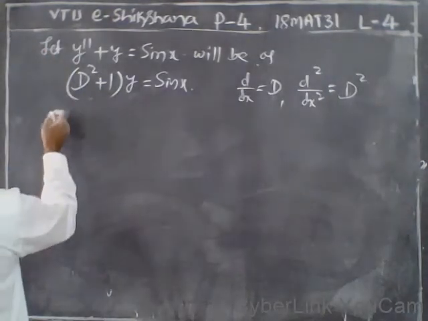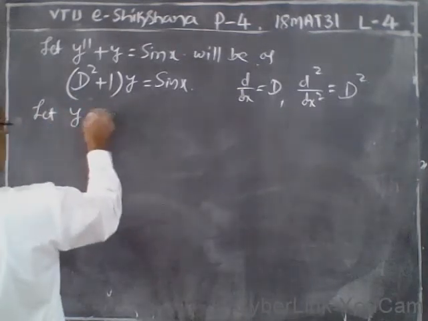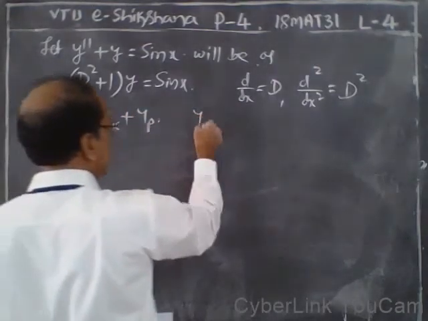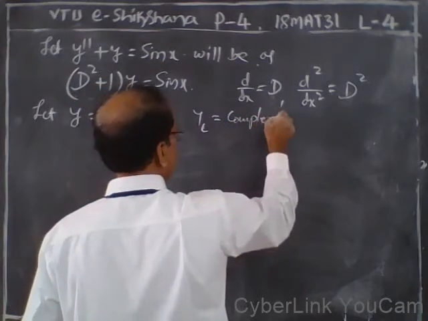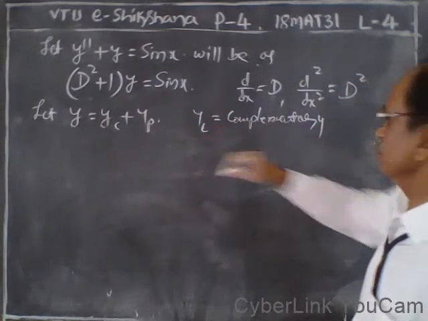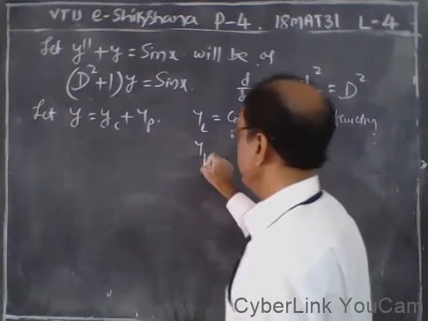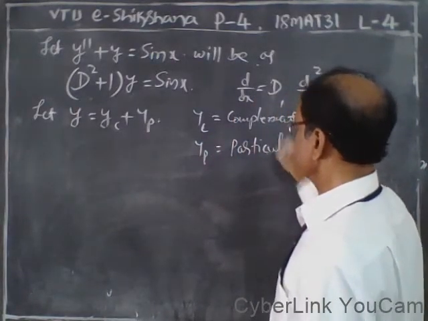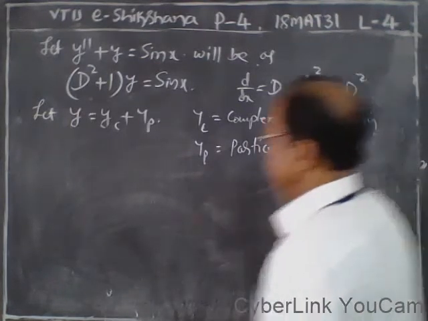Then this gives the general solution y equal to yc plus yp. What is yc? This is the complementary function. Complementary function means it is a solution to the LHS of the problem. Then yp is the particular integral.